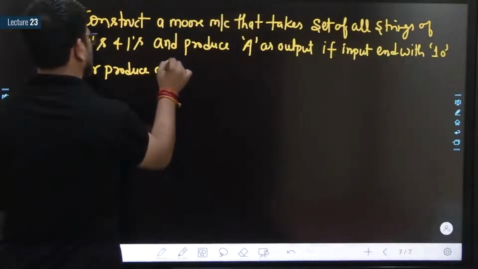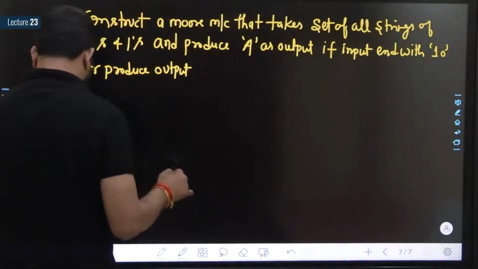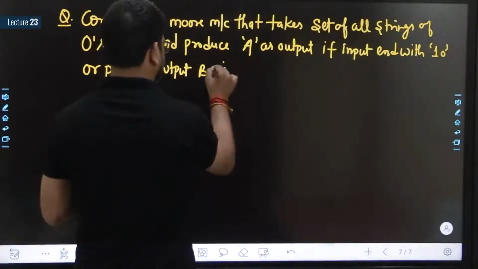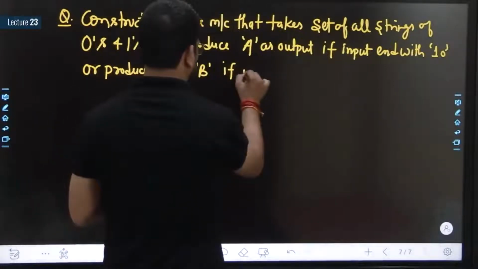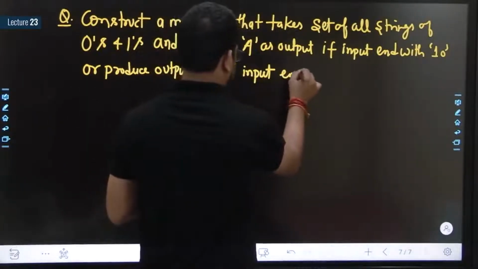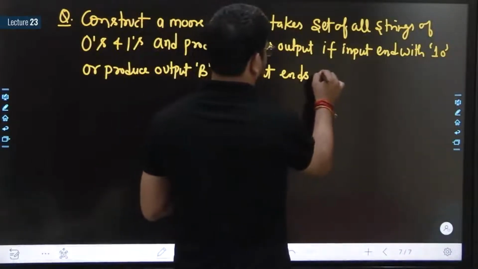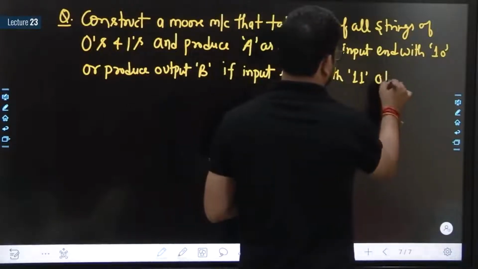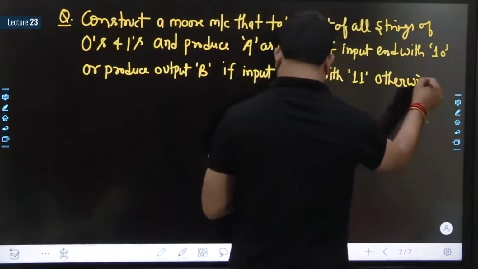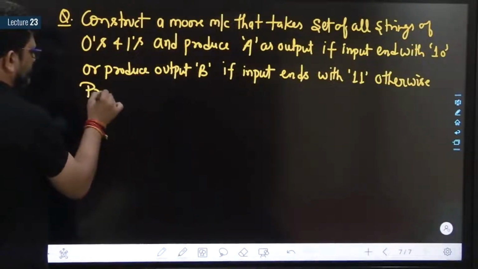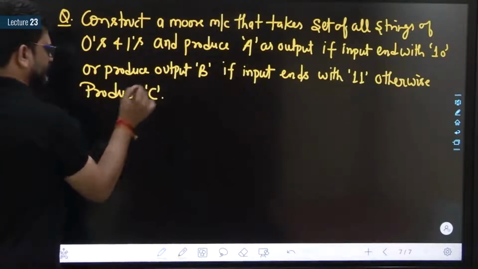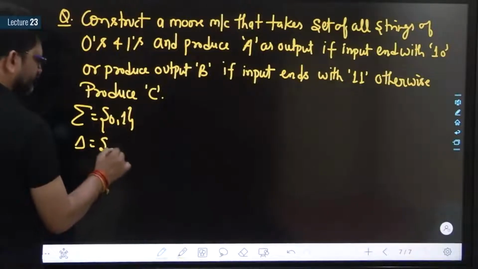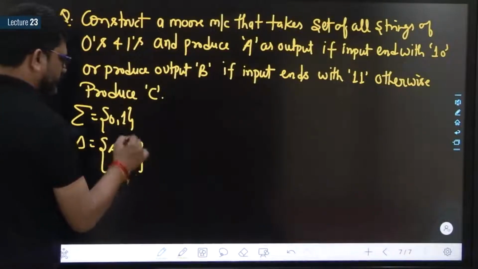or produces output B if input ends with 11, otherwise produce C. It means input alphabet is 0 and 1. Output alphabets are A, B, C. Please try to do this question.